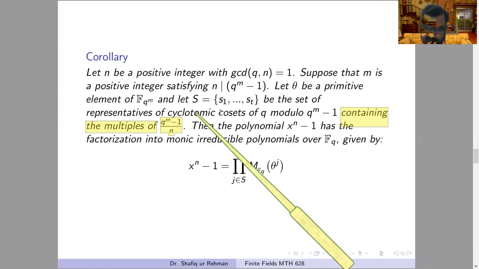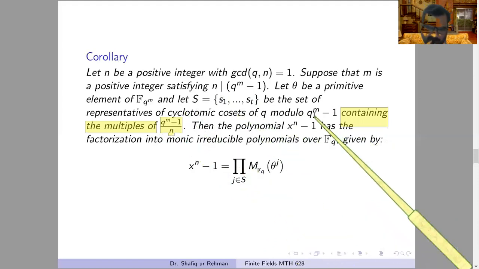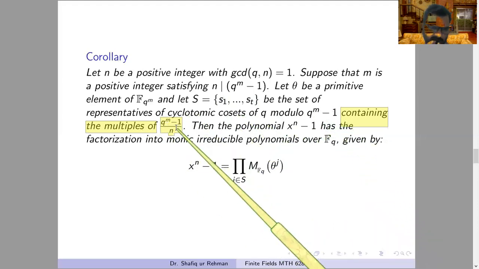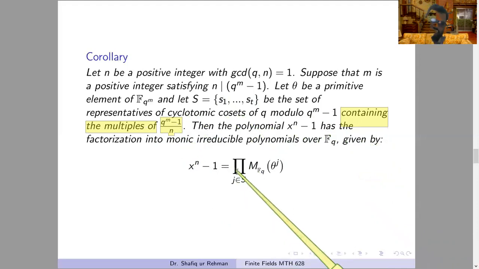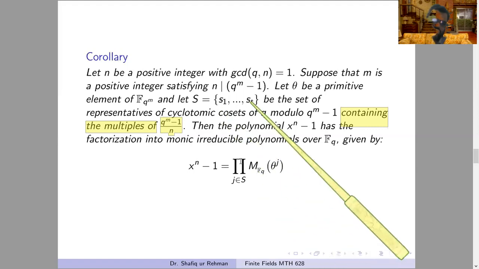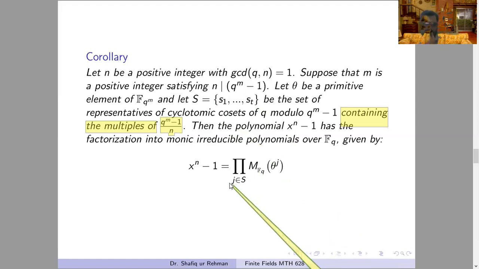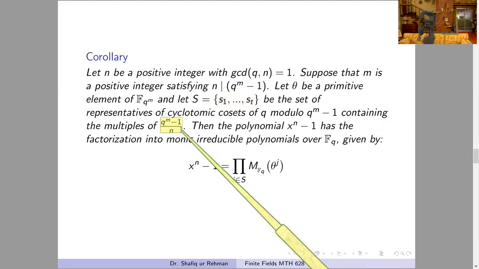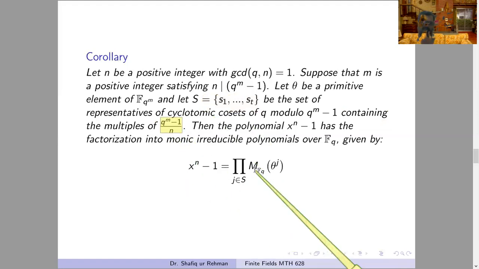We will not take all the cyclotomic cosets here. We will take only those cyclotomic cosets modulo q^m minus 1 which contain a multiple of this number. And then the factorization is given by this formula. We will take the product of all the minimal polynomials of theta^j, where j varies over this set. That is, j belongs to the representatives of those cyclotomic cosets which are divisible by this number (q^m minus 1) over n. And then we know the formula to compute the minimal polynomial.